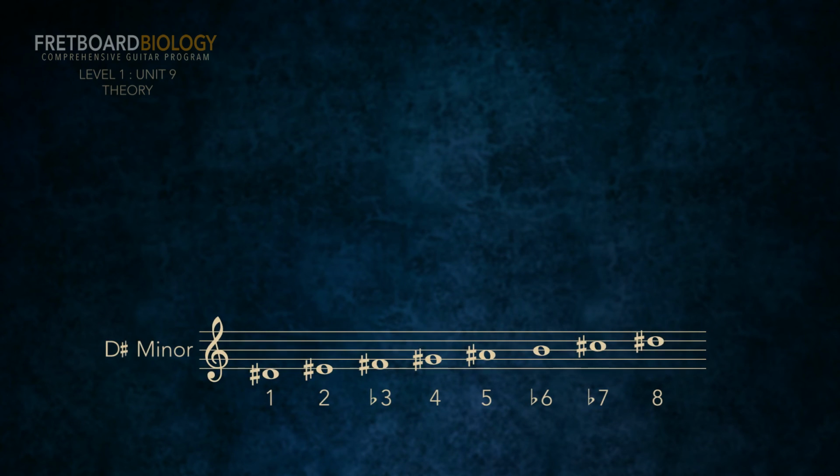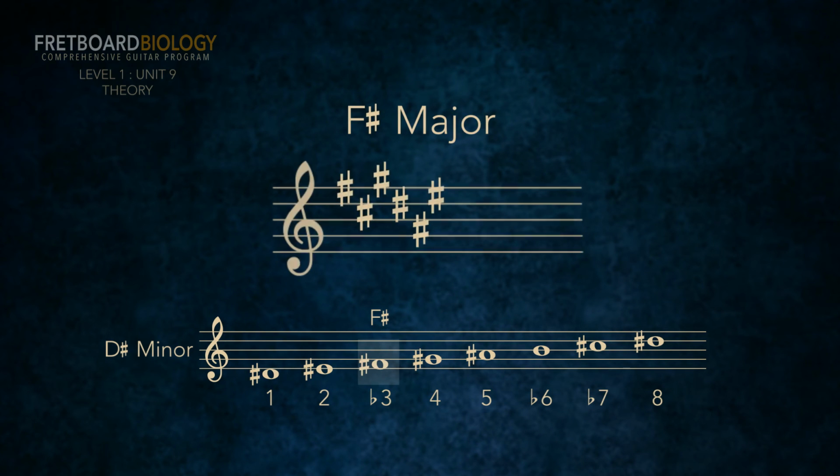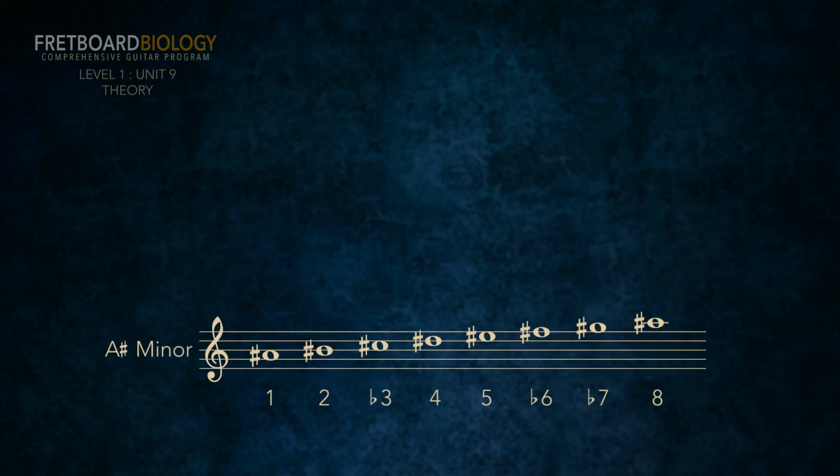Let's look at D sharp minor. What's D sharp minor's third scale degree? It's F sharp. Therefore, F sharp major is D sharp minor's relative major. What's F sharp major's key signature? 6 sharps, and that would be F sharp, C sharp, G sharp, D sharp, A sharp, and E sharp. Therefore, D sharp minor's key signature is 6 sharps, F sharp, C sharp, G sharp, D sharp, A sharp, and E sharp.